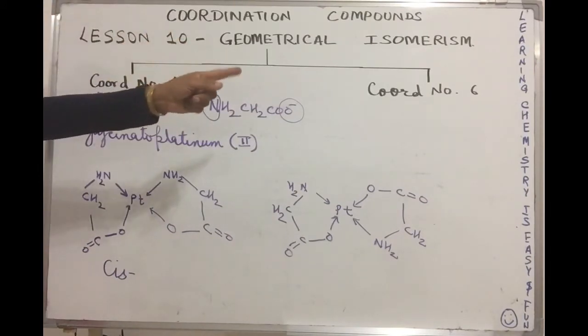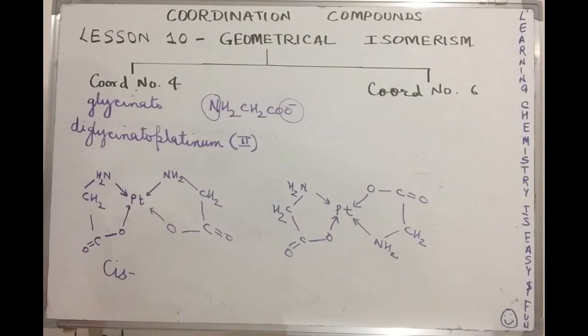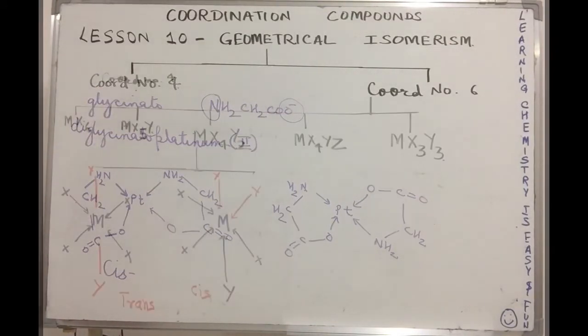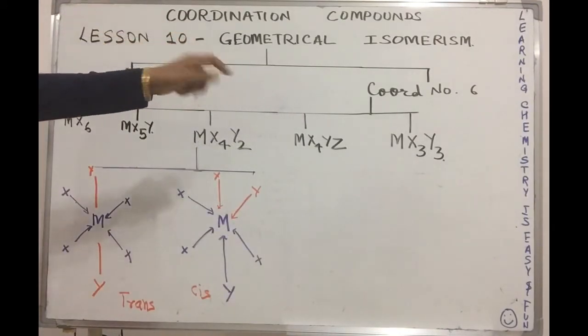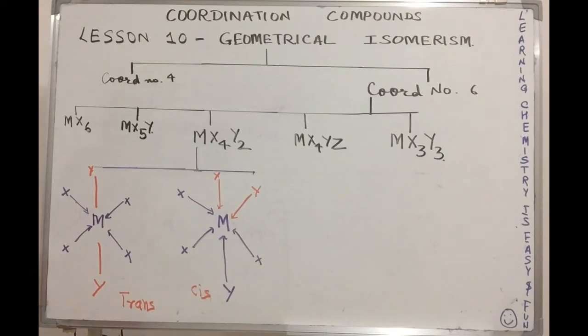Would you like to try geometrical isomerism for compounds with coordination number 6? You can just take various possibilities and see for yourself. I'm happy to see that you are able to relate to the topic. So let's continue with coordination number 6, geometrical isomerism. Now let's start with the geometrical isomerism for compounds with coordination number 6.